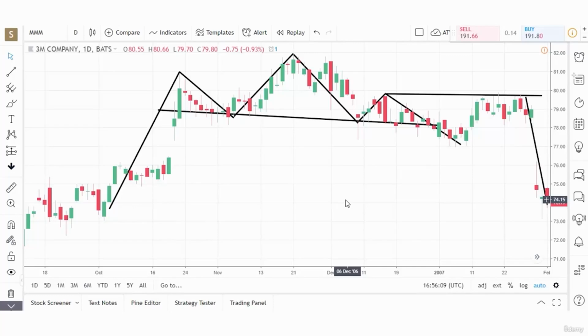So that's the head and shoulders pattern in the stock of 3M.